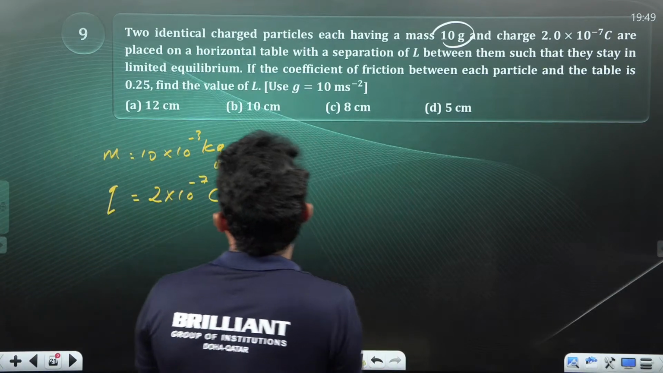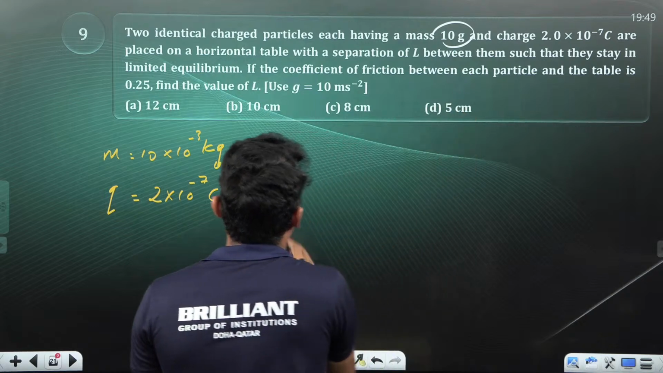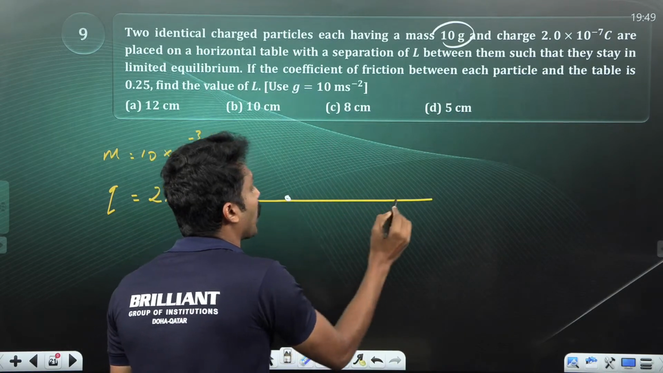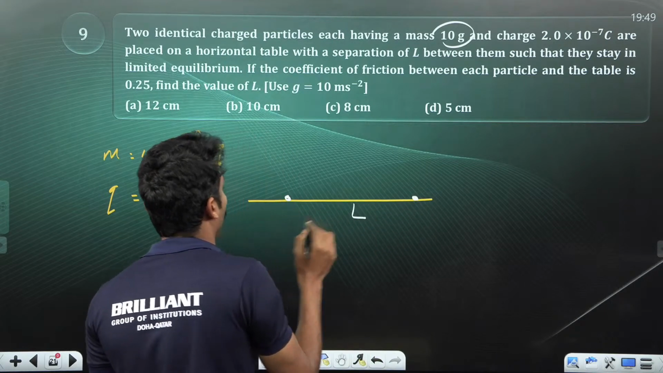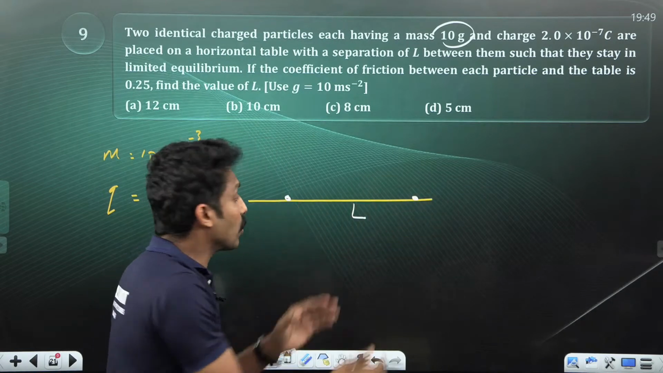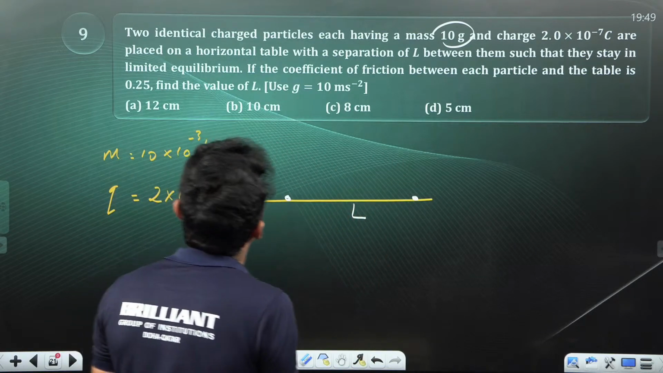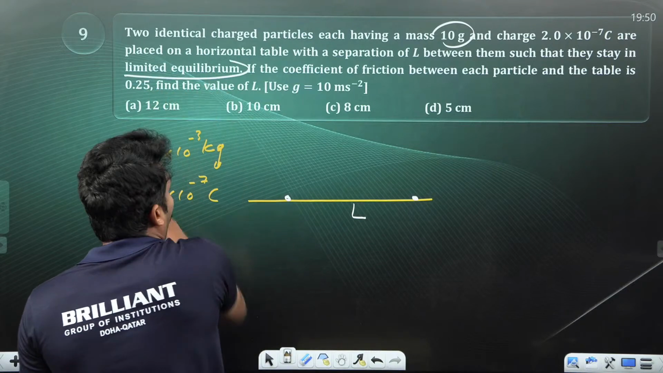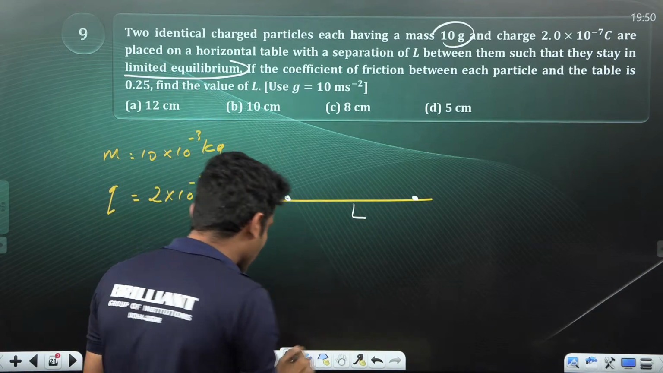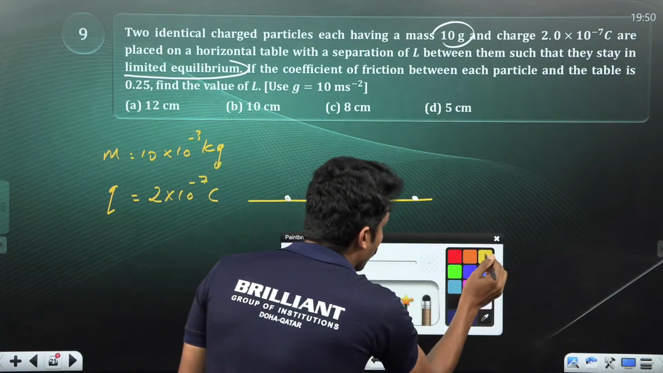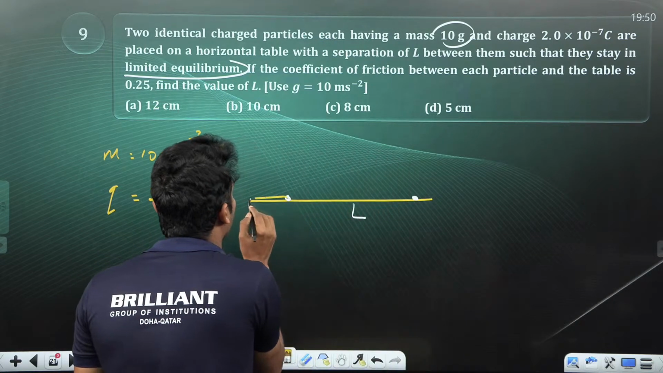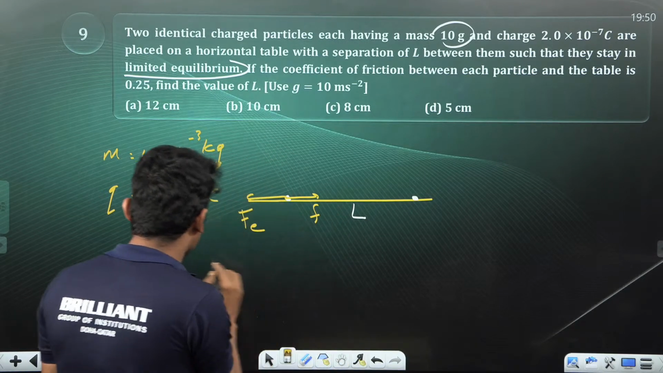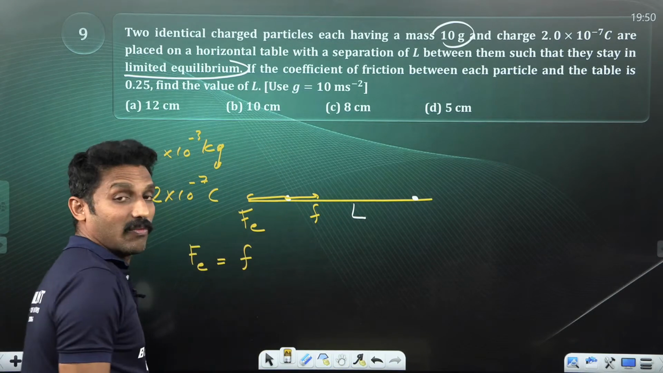Now they are placed on a horizontal table with a separation of L. Consider this is a horizontal table. Now these two charged particles are placed here with a separation L. There will be repulsion here because of the same polarity. They are in limiting equilibrium, meaning the net force is cancelled. Each will experience an electrostatic force that is cancelled by the frictional force.